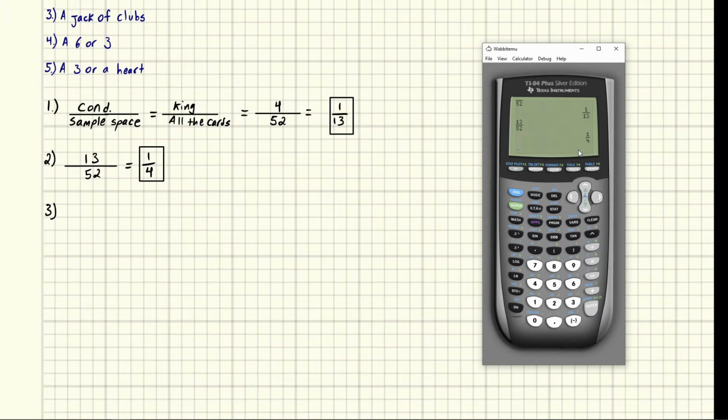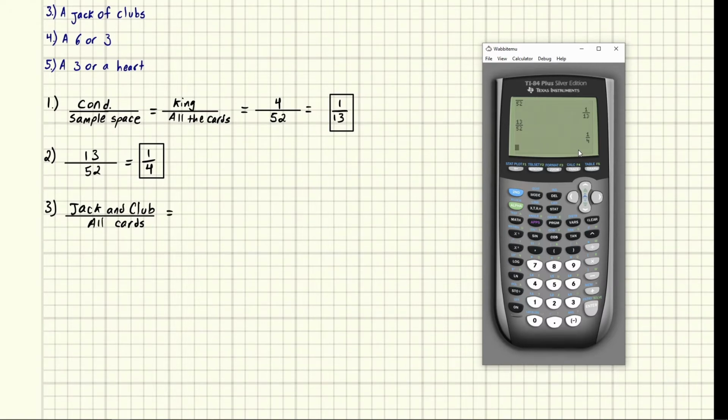So here they want a jack of clubs. So our top condition would be a jack and a club at the same time. It has to fulfill both of these because it's the jack of clubs over all the cards. Our sample space is the same.